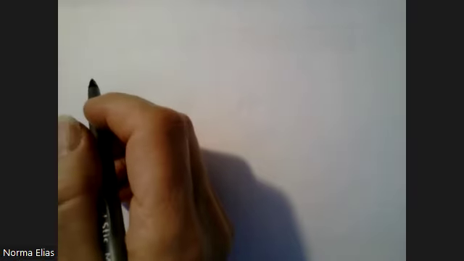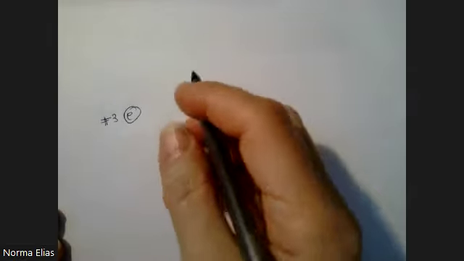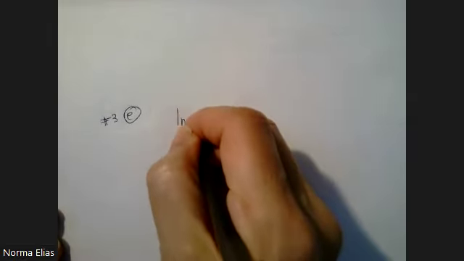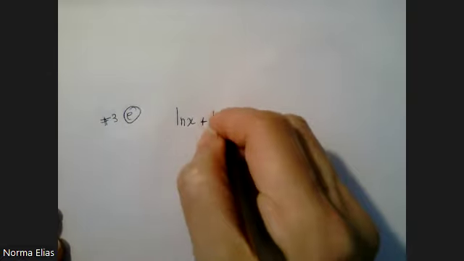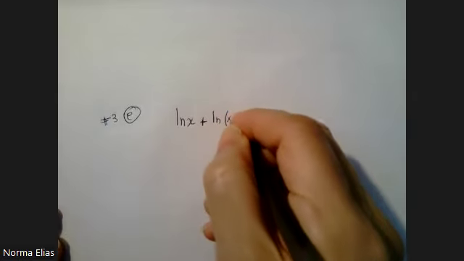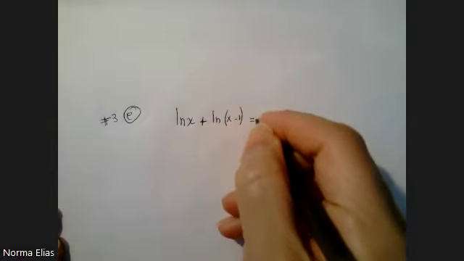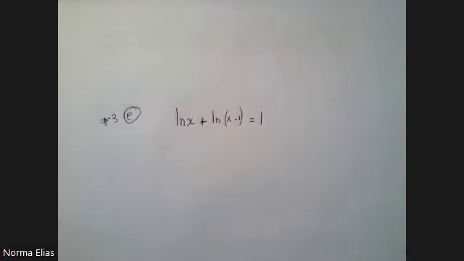So now we're back to the homework that I assigned. Number 3E. I'll set it up. Again, we have to solve for x: ln of x plus ln of x minus 1 equal to 1. All right, ideas, what do you want me to do in here?